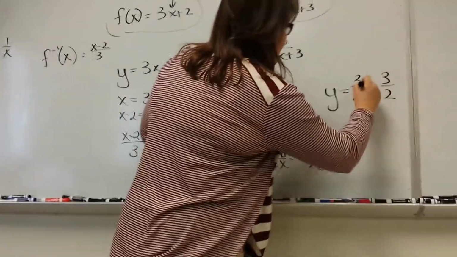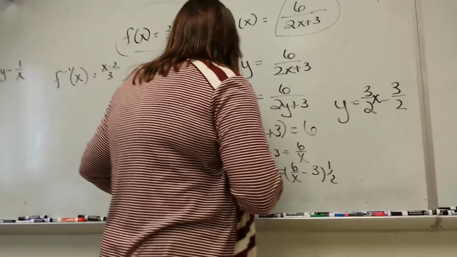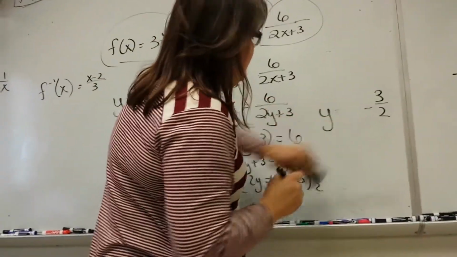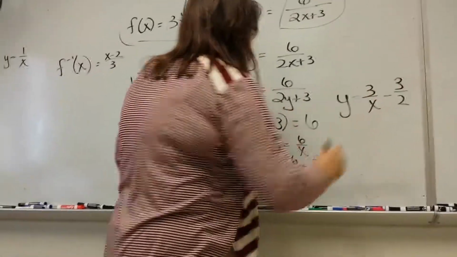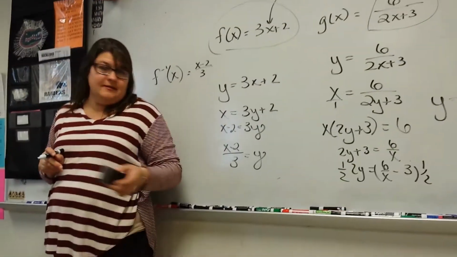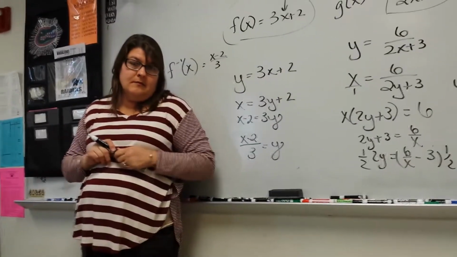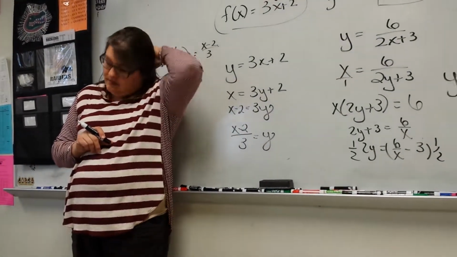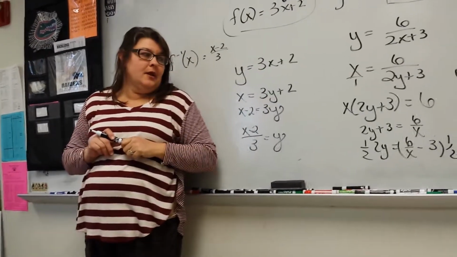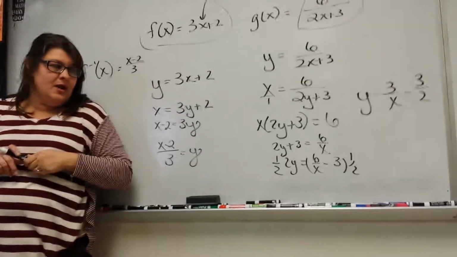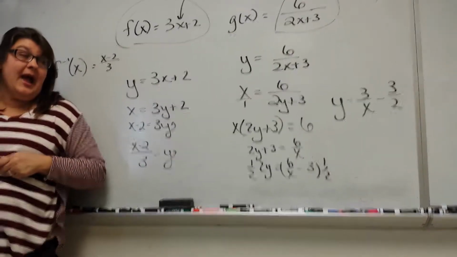Minus 3/2. Yes, you would have, because dividing by 2 on both sides is the same as multiplying by 1/2. Correct. So we end up with 3 over x minus 3/2.